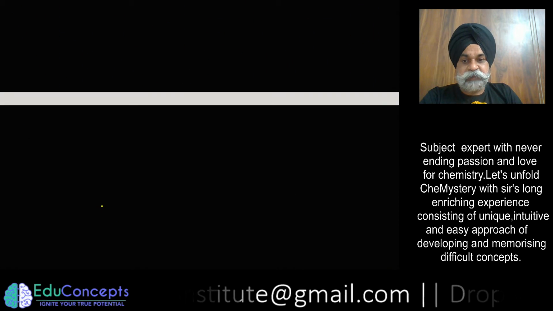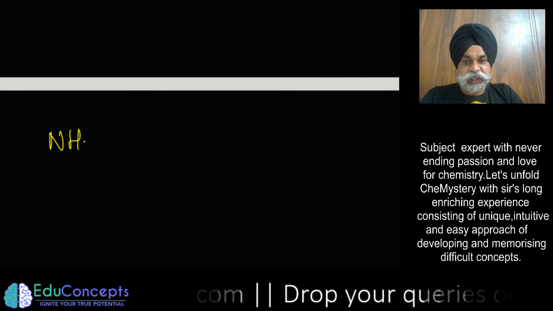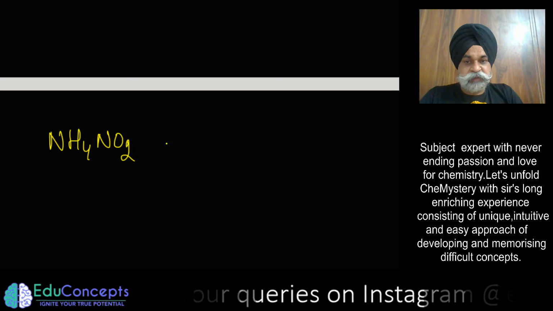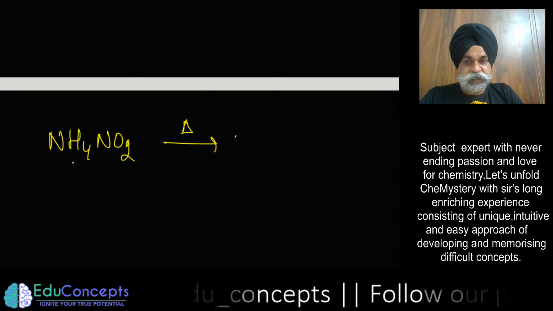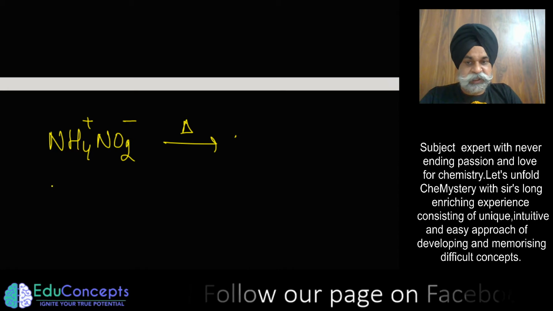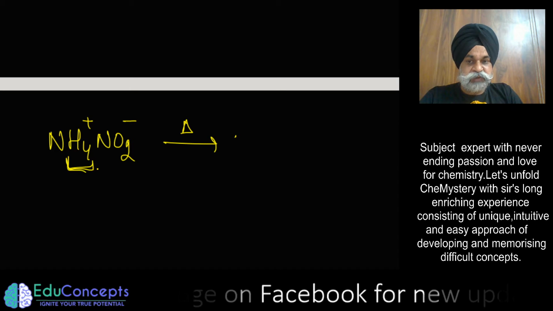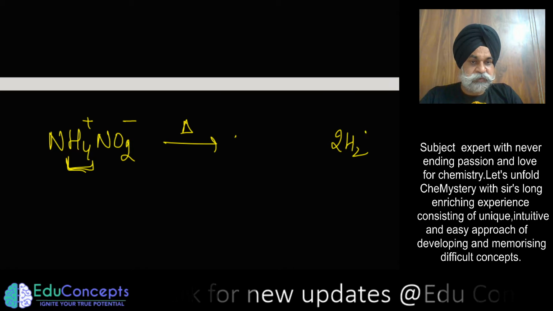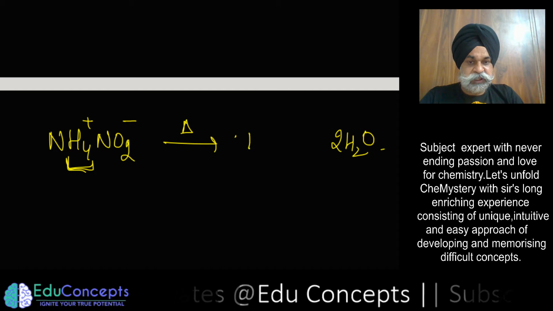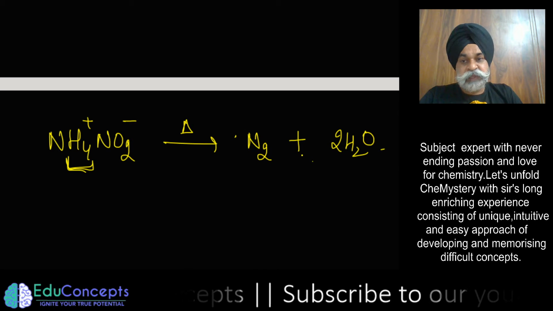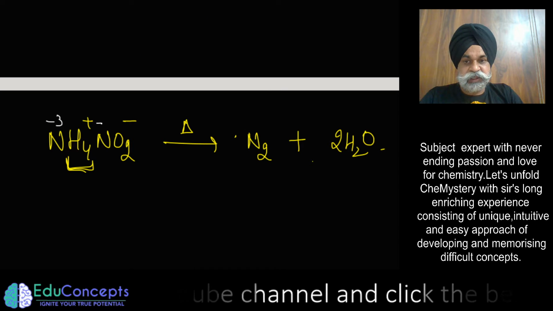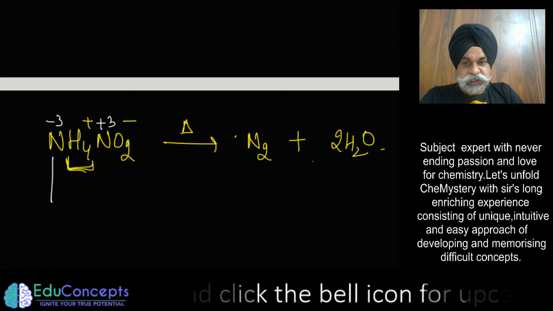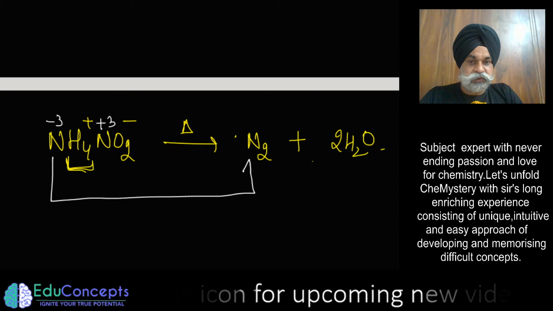Similarly, if you happen to write it for ammonium nitrite, the tip to remember is that on heating, whatever hydrogens you have would go out as water. So you are left with two nitrogen atoms, so you put two nitrogen here. Now you have to see it is going from -3, and this is +3. So it is going from -3 to 0.